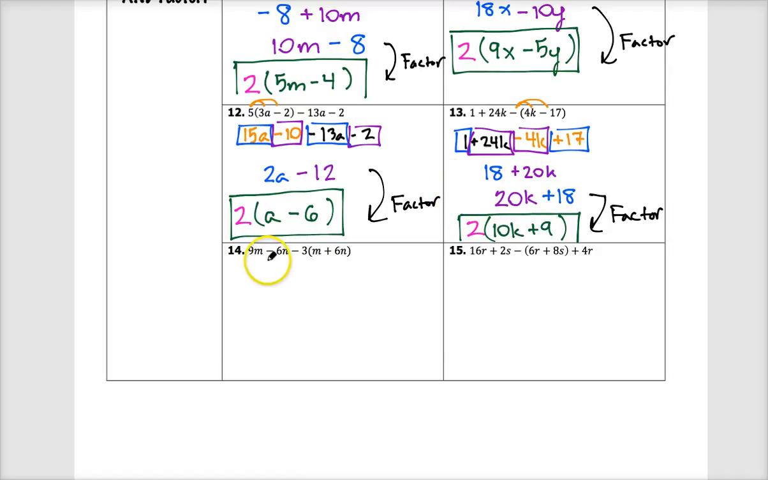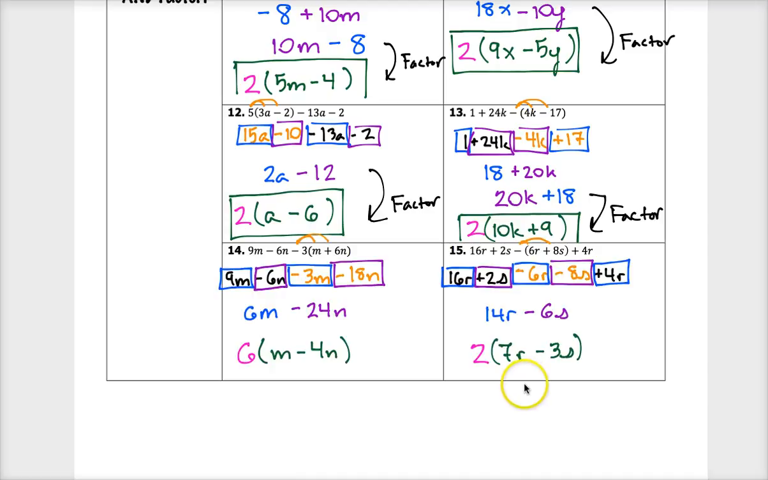Okay, the last two examples, 14 and 15. I'm going to pause the video now and have you try those on your own. And once you think you have answers for those, click play to check. And let's check our answers here.